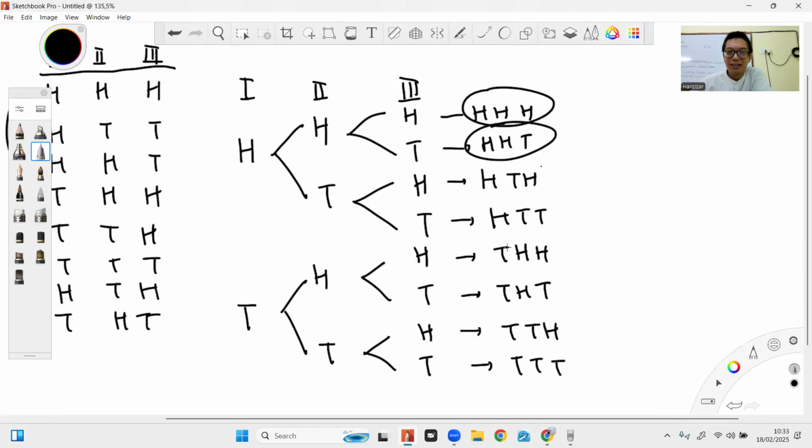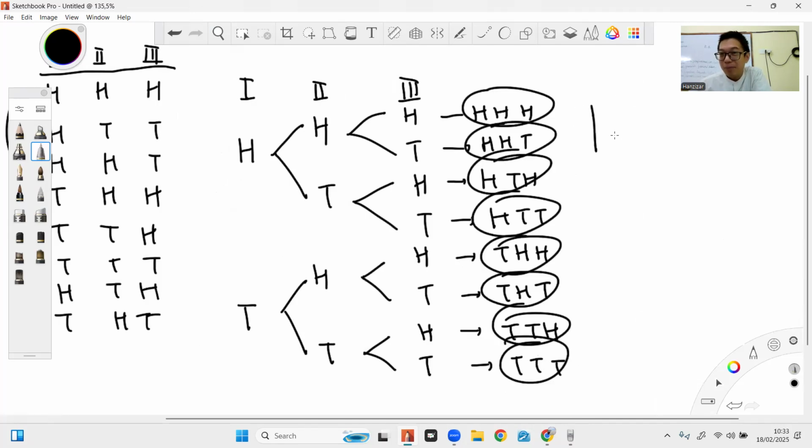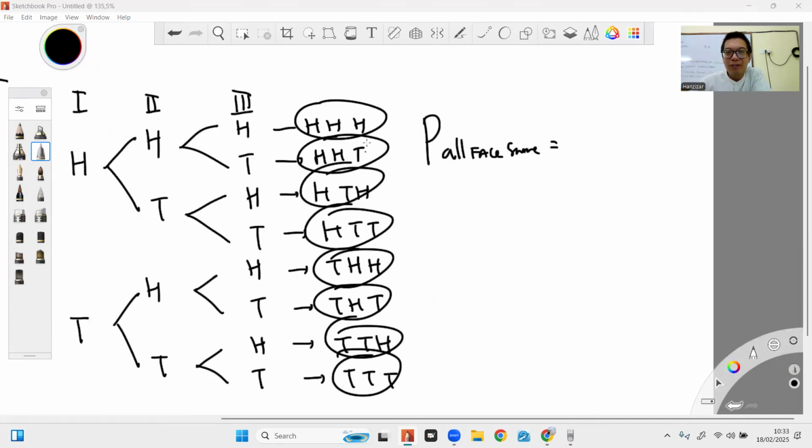So my question is, find the probability of getting all faces the same. What is the probability of all faces being the same? Only 2, right? So 2 out of 8. Probability of all tails: only this one, right? 1 out of 8 of the total.